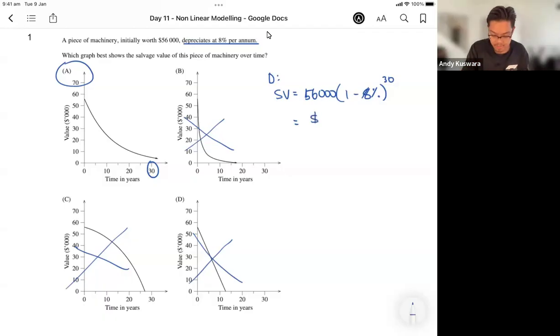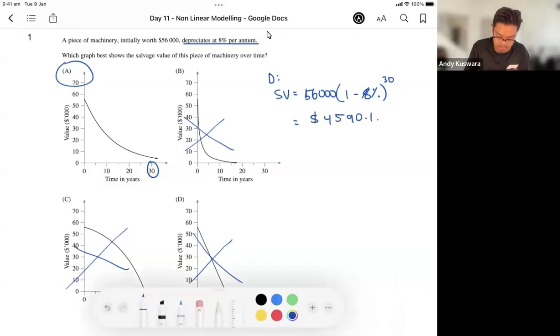Here you can see that it is $4,590 and 11 cents. So you can see that this does make sense because B definitely goes to zero. So long story short, when something depreciates by a percentage, it will never hit zero. Very similar to a reciprocal function or your hyperbola, it will never truly reach zero.